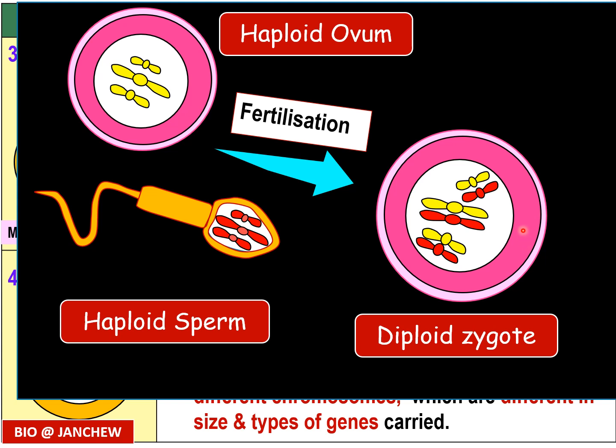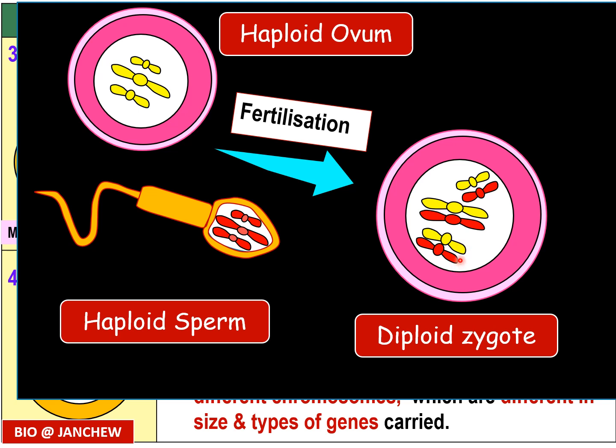The only stage when a human being produces haploid cells is in the formation of gametes. Okay, the gametes are the haploid cells. Other than that, the normal body cells are all diploid. Okay, the somatic cells are all diploid.